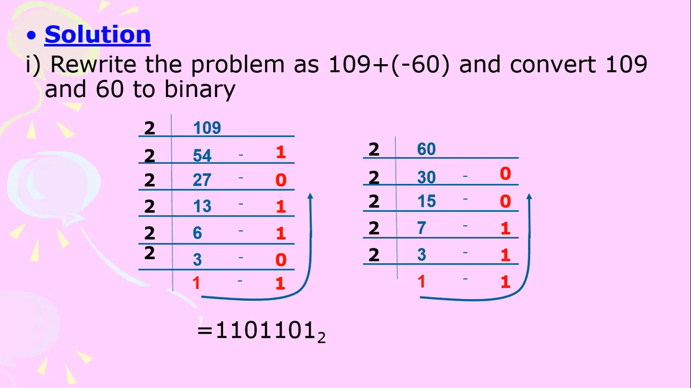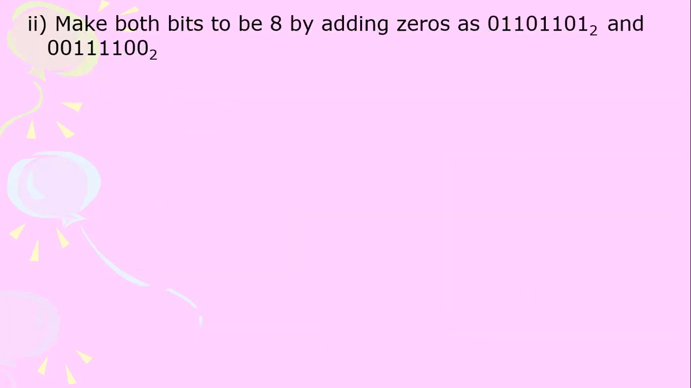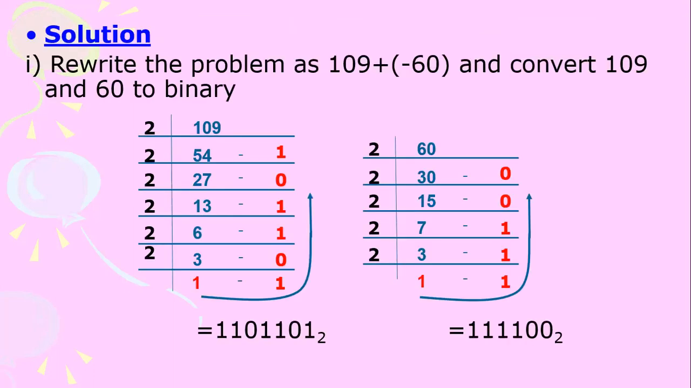Then convert 60 to its binary equivalent, which gives us 111100. Then from there, you now proceed. Make both numbers 8 bits by adding zeros. Therefore, for 109, we have 7 bits. That is 1101101.